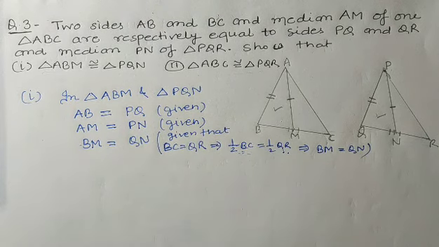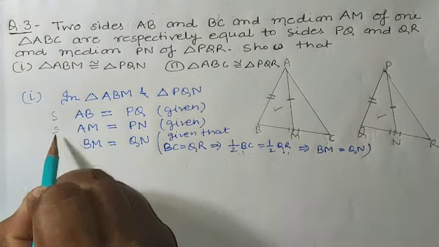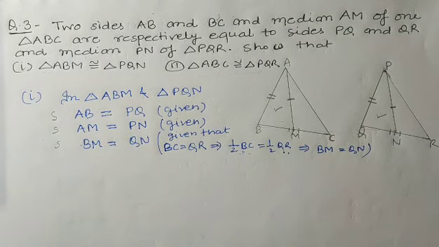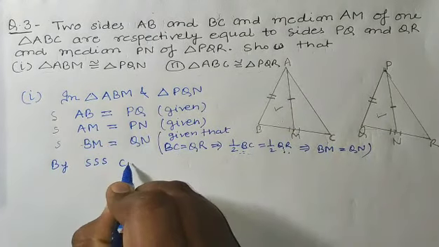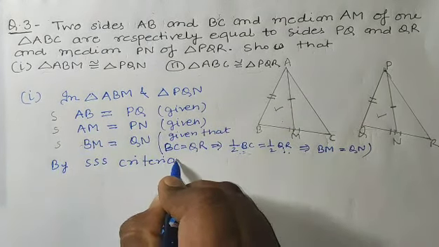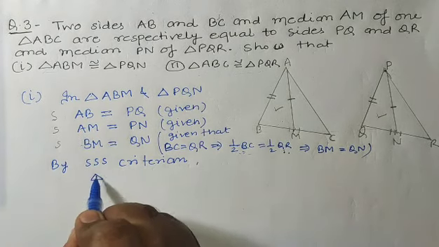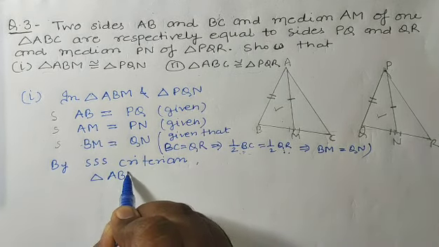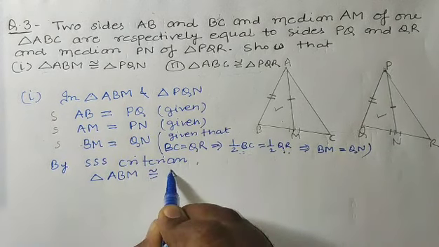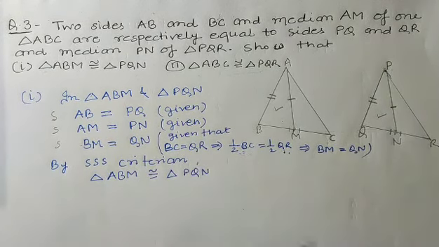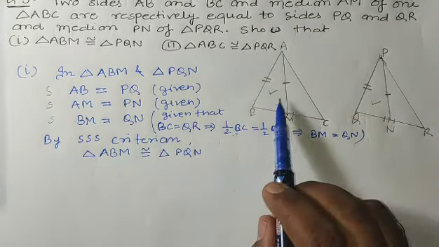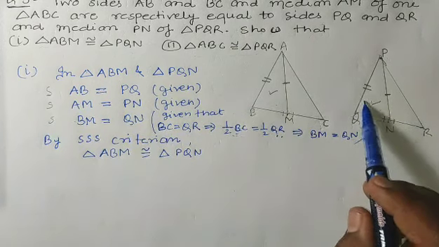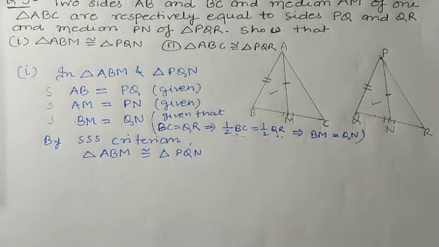So students, by side side side criterion, we can say that triangle ABM is congruent to triangle PQN. Are you getting my point? All we have done is show that all three sides of this triangle are correspondingly equal to the three sides of this triangle. Then both the triangles will be congruent.